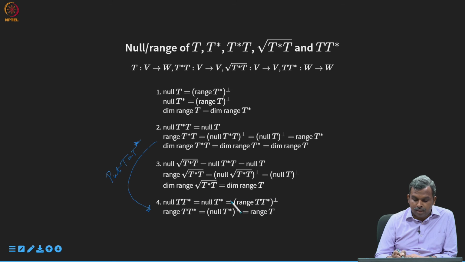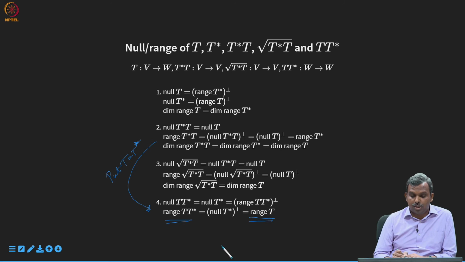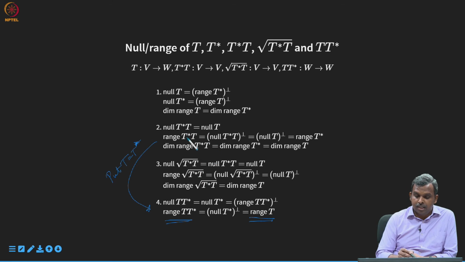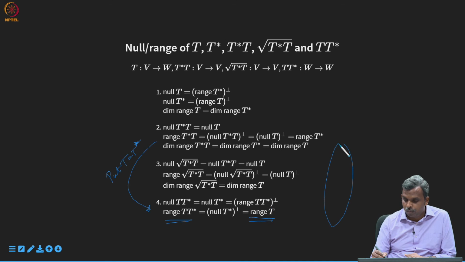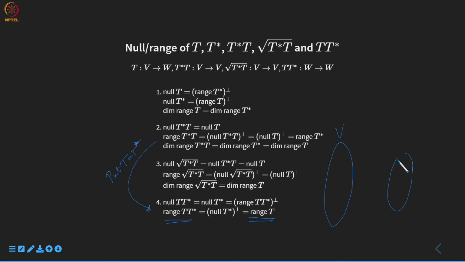So null and range are the same. So range t star is null of t star perp, and that is range t. So this is also important. Range t star t star is range t. Just like we had here, range of t star is the same as range of t. If you want more pictures, let us say this is V and this is W, t takes you from here to here, t star takes you from here to here. So range of t will be somewhere here. So this is range of t, let us say.